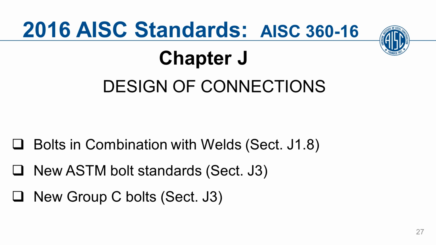Chapter J has quite a bit of changes for design of connections. The first major change is bolts in combination with welds. That's in Section J1.8. Previously, this section was thought to be used mainly when there was retrofit of an existing building. Sometimes that retrofit came during construction as a loading change. What was in there previously became not really useful, and it was determined that it really was not being used very much in practice as well. It's been changed extensively. I think you need to read it to understand what is involved with it. Keep in mind, I'm only giving you a tidbit of what's in the chapter.